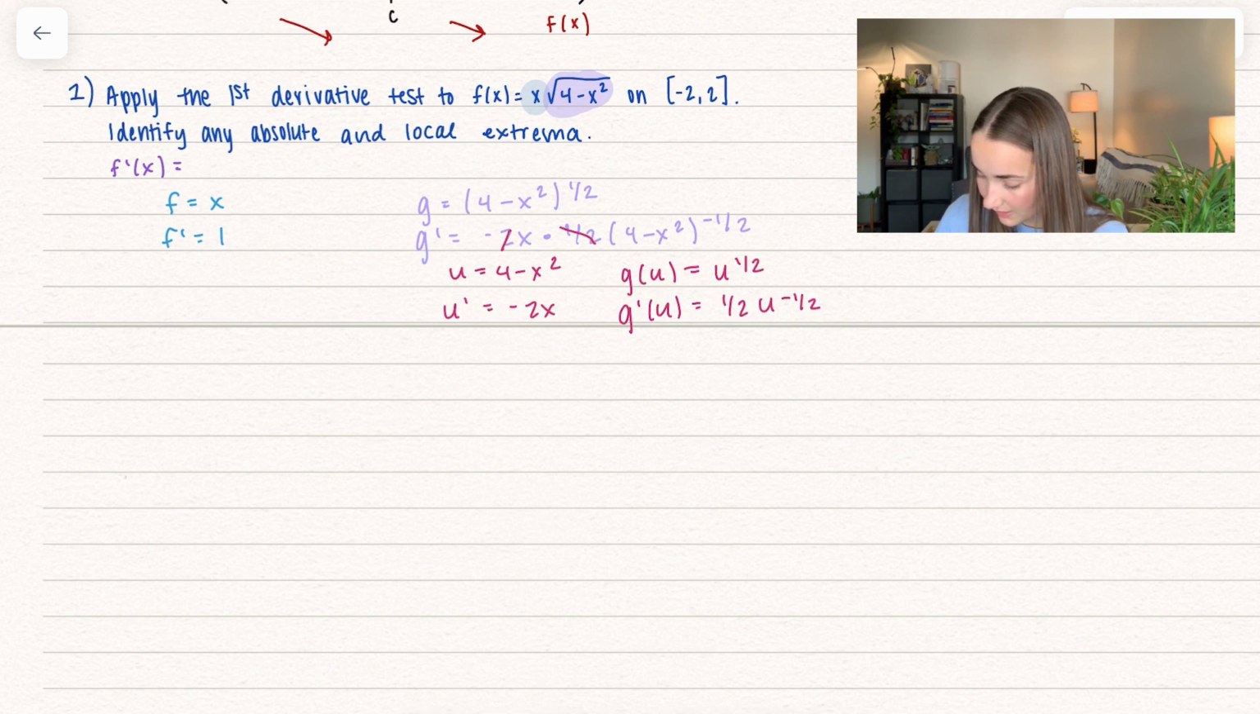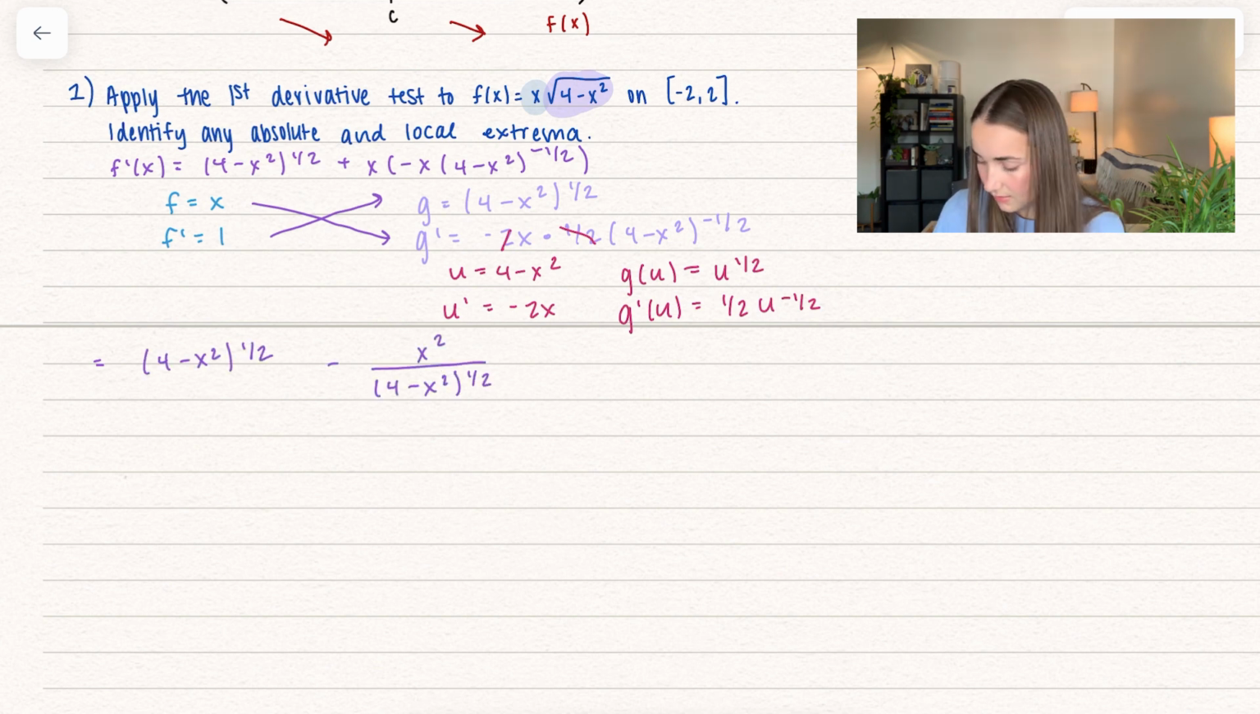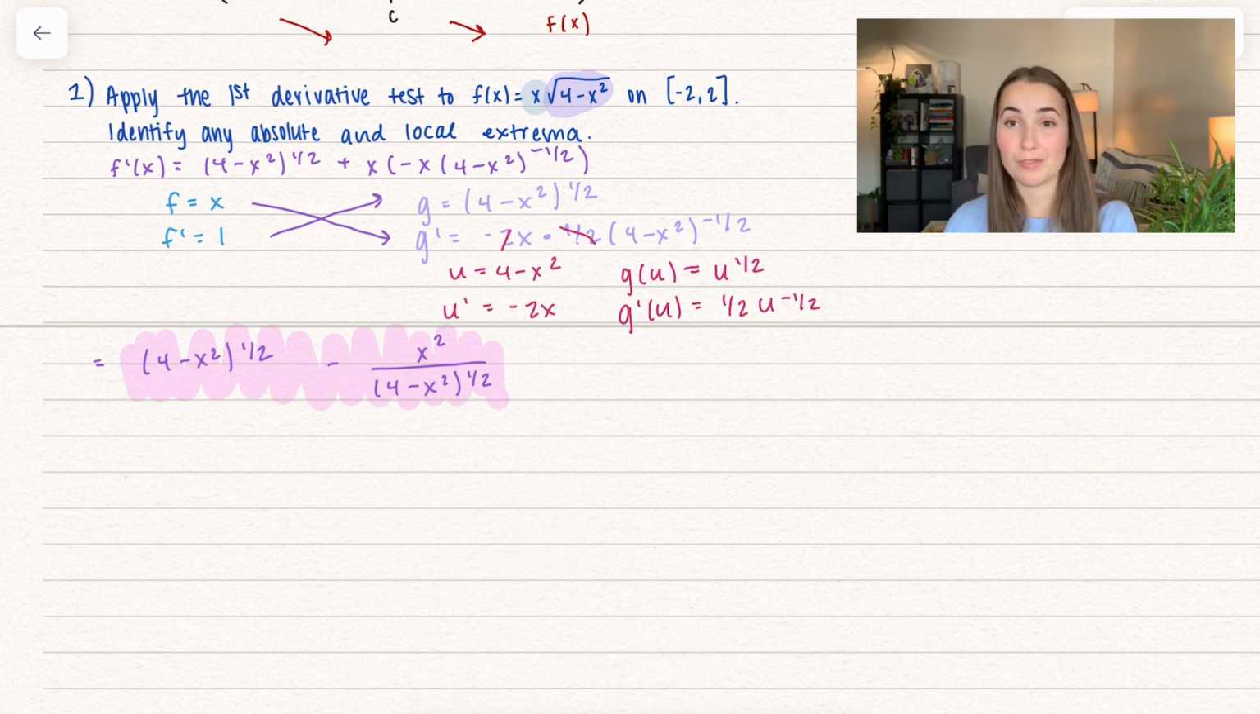So now we can find the actual derivative. So remember, we just got to multiply these together and add them up. So first we get 4 minus x squared to the 1/2. That one was multiplied by 1, but don't need to write that. And now we're going to add x times -x, 4 minus x squared to the -1/2. So let's go ahead and simplify that out a little bit. I made sure to highlight it because it's our most simplified form of the derivative.